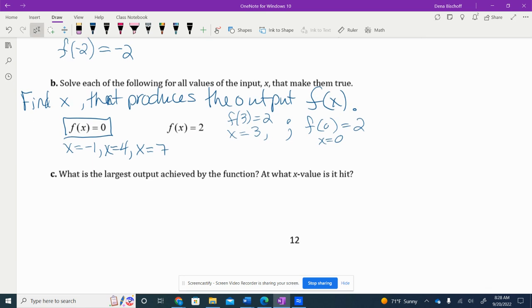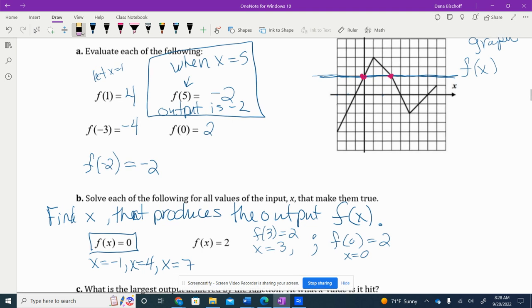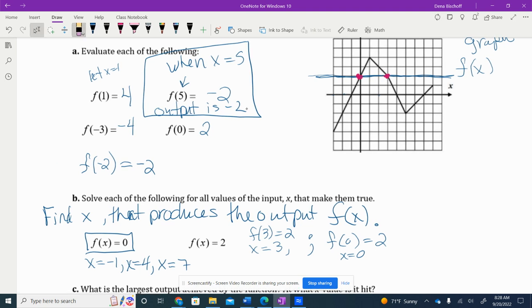Okay. What is the largest output achieved by the function, and at what x value is it hit? So let's look at this graph and find the largest output, meaning the highest this graph goes on the y-axis. The highest this graph goes is right here. This is our output. And what is that?